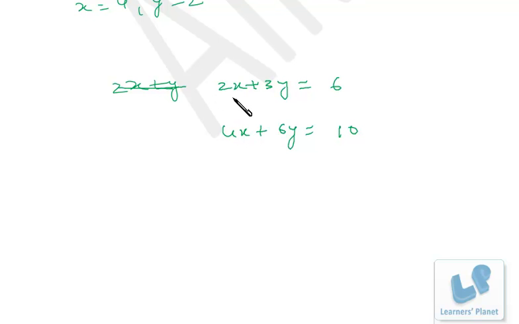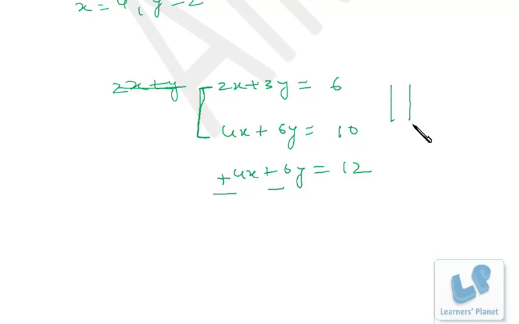See, to solve this, we will multiply this equation by 2. So what we will be getting is 4x plus 6y is equal to 12. Now if you start solving, x will be cancelled, y will be cancelled, and here 10 and 12 are there. That means you cannot get the value of x and y. That means these two lines are parallel like this.